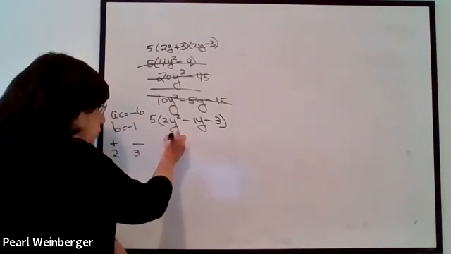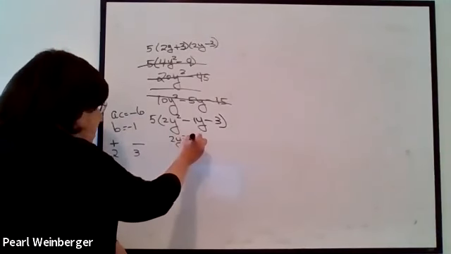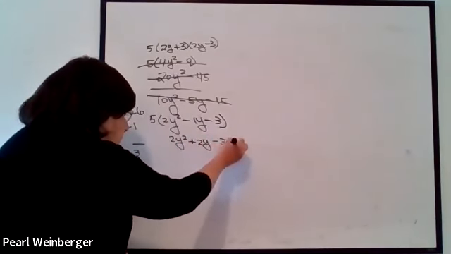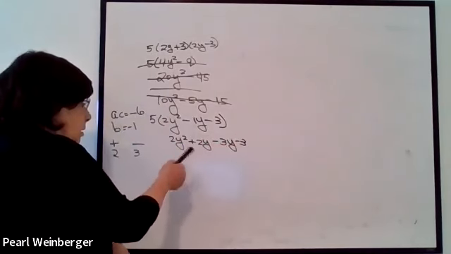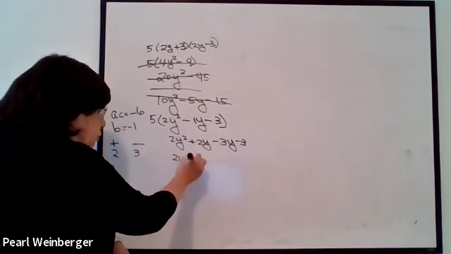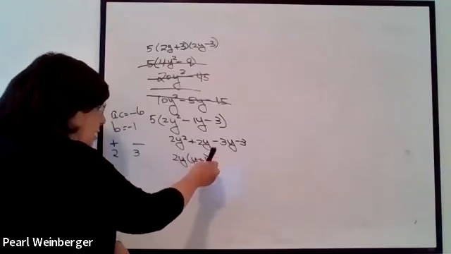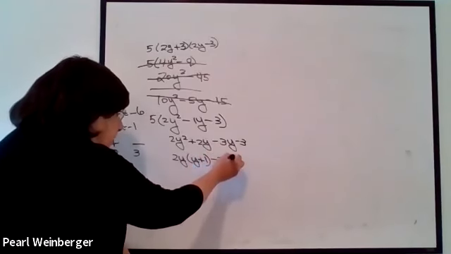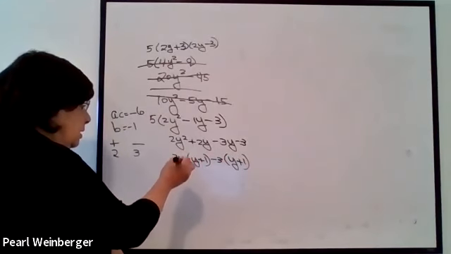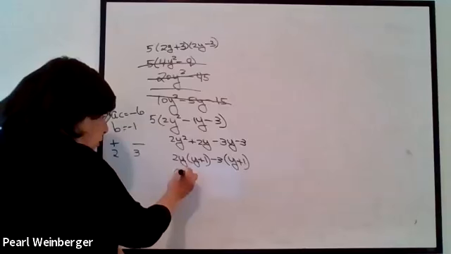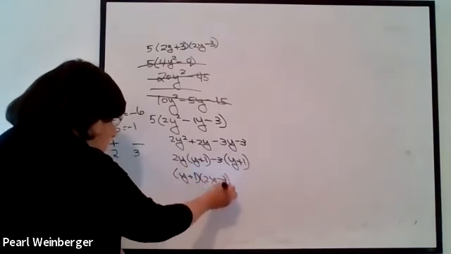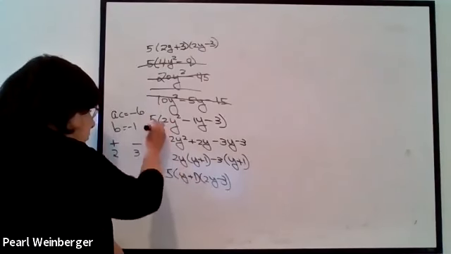So this will become 2y squared plus 2y minus 3y minus 3. And this has a common factor of 2y. So this is 2y times y plus 1. And this is negative 3 as a common factor, and that's also y plus 1. So this gives me y plus 1 and 2y minus 3. Don't forget that 5 from before. Bring that down.